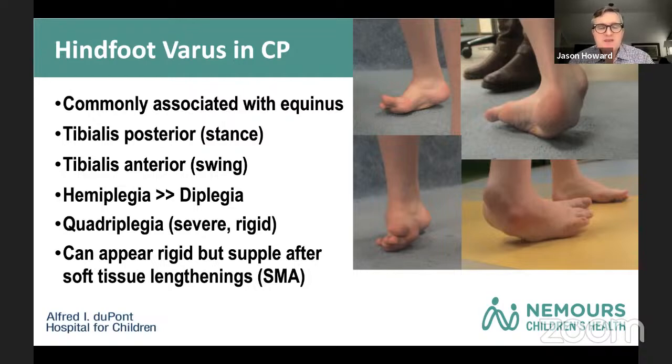It's commonly associated with equinus, and the varus is driven during stance phase by the tibialis posterior, but during the swing phase is augmented by the tibialis anterior, which really more supinates the forefoot and indirectly affects the hindfoot varus. You see an equinovarus foot position more in hemiplegics than you do diplegics. Diplegics, you might see it very early, but you have to be very careful because over time, the natural history of the equinovarus foot in diplegia is to progress to a planovalgus foot.